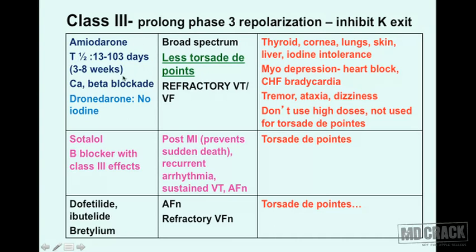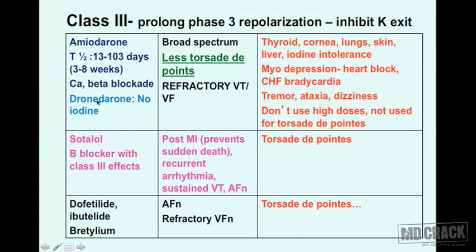And what's the reason of the long half-life? The reason is this drug goes to various tissues, it's got a very wide tissue distribution, a large volume of distribution. So the drug doesn't get out of the body so easily. That's why you get a long half-life.